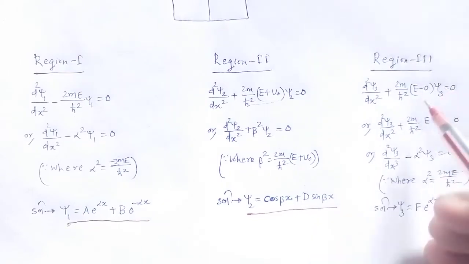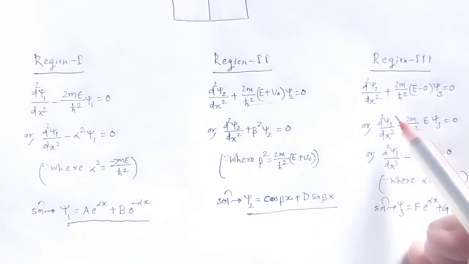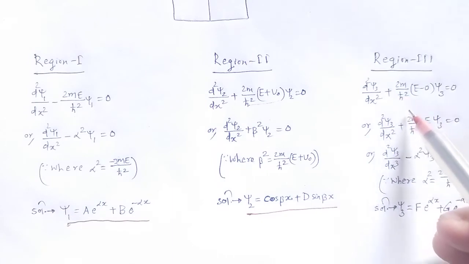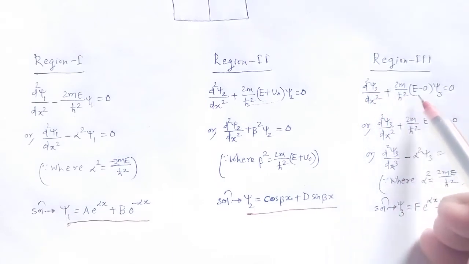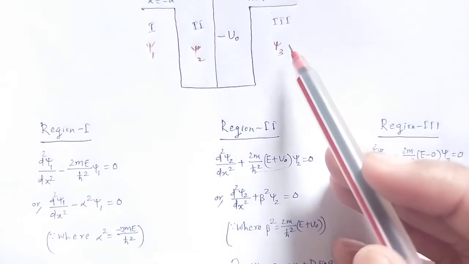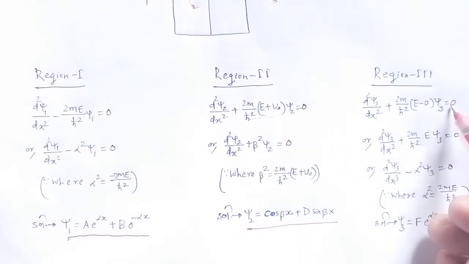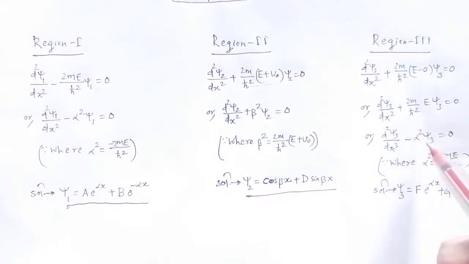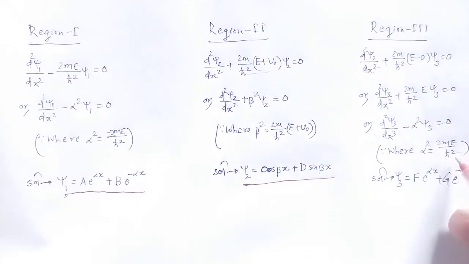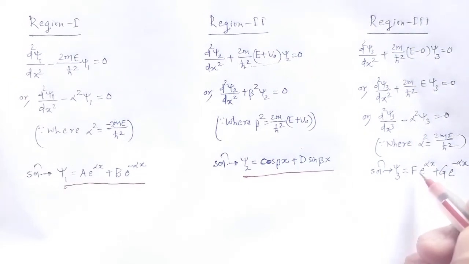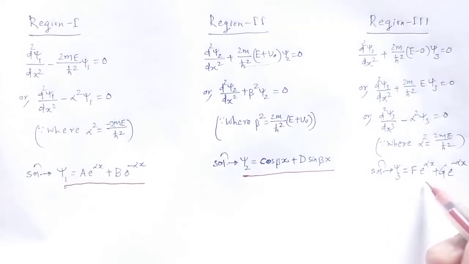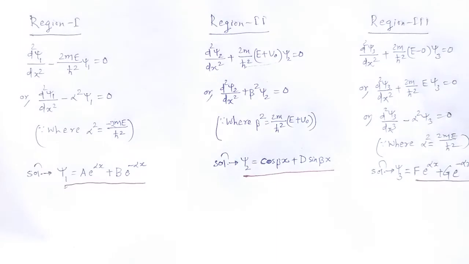And in region 3 the wave function is psi 3, so the time independent Schrodinger equation is applied here, that is d square psi 3 by dx square plus 2m by h cross square E minus 0. Since the potential in this region is 0, we treat it as a constant, therefore alpha square is equal to 2mE divided by h cross square. So the solution psi 3 is equal to F e to the power alpha x plus G e to the power minus alpha x.